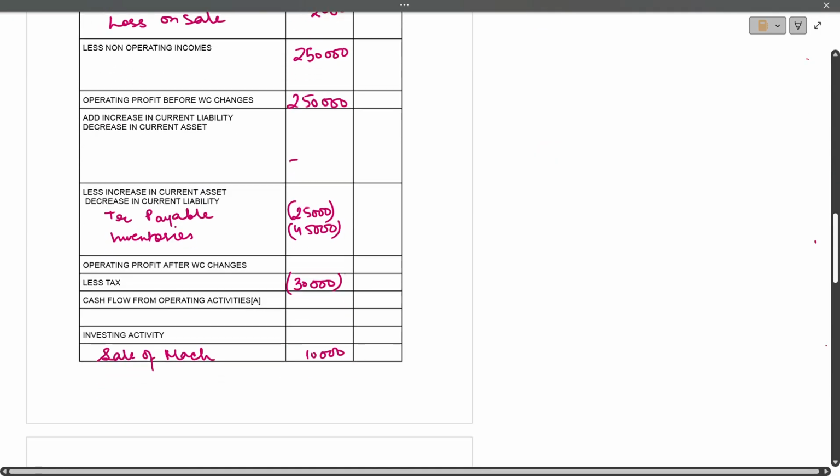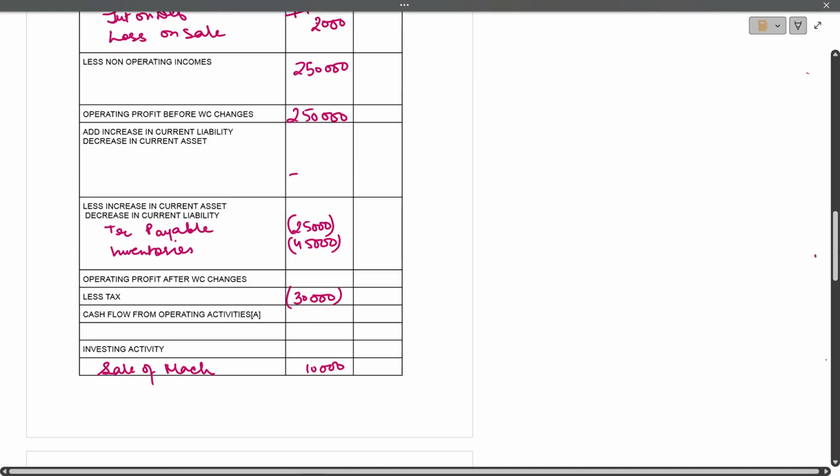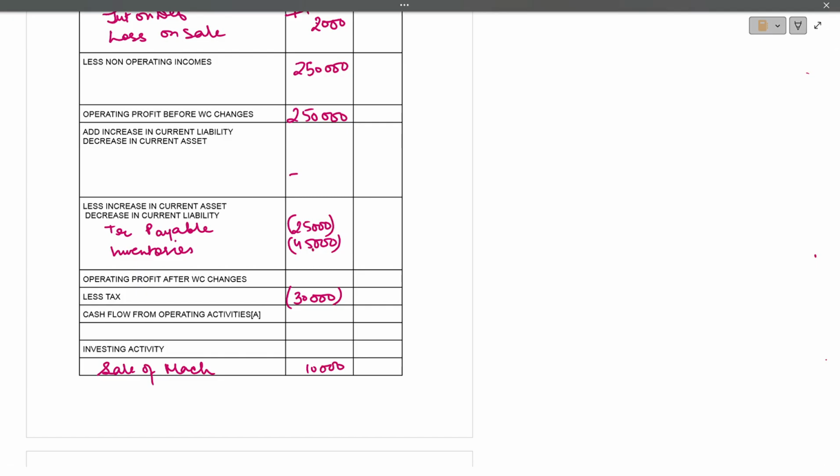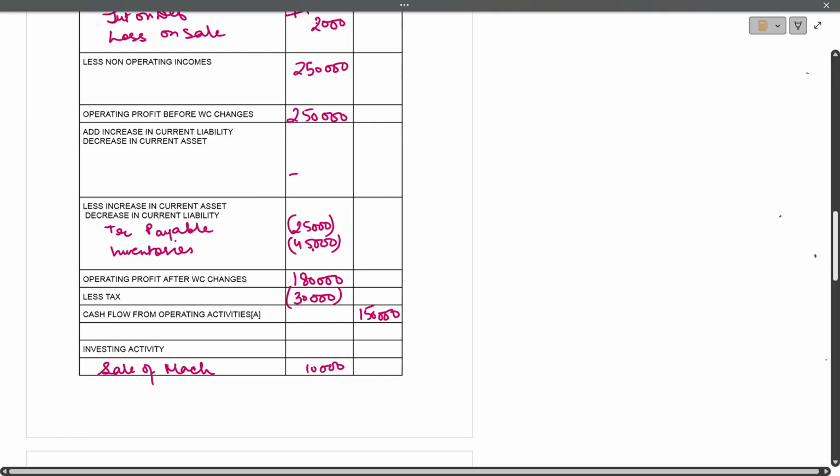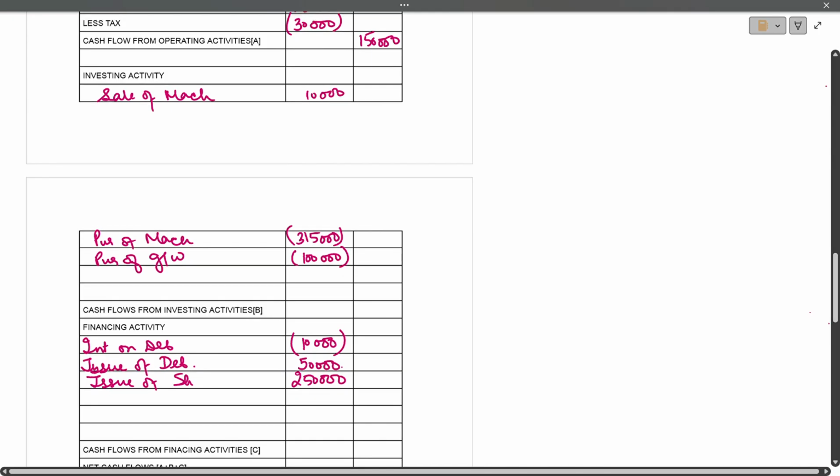Now we deduct. We have nothing to add, but we have two things to deduct: 40 and 20, 60, and 170. So when I deduct 70,000 from 2,50,000, I will get 2 lakh. 2 lakh minus 20 is 1,80,000. From this 30,000 tax paid, 1,50,000 is cash generated in operating activities. That's my A. Now I come to B.